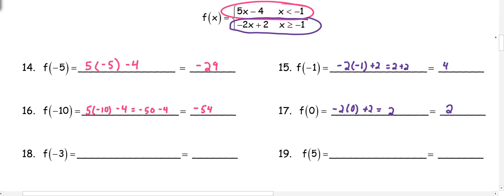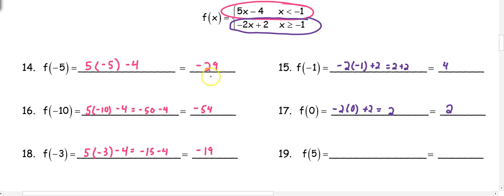Number 18, f of -3. So -3 is less than -1. So we would have 5 times -3 minus 4, which would give us -15 minus 4. So we would get -19.